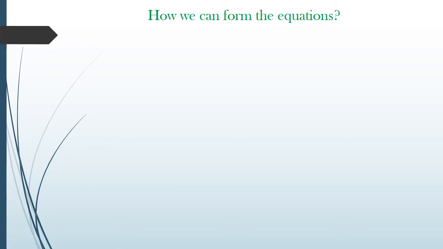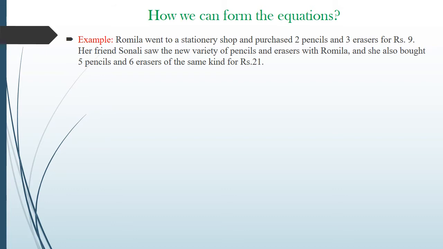For this I am going to consider an example here: Romila went to a stationery shop and purchased 2 pencils and 3 erasers for rupees 9. Her friend Sonali saw the new variety of pencils and erasers with Romila, and she also bought 5 pencils and 6 erasers of the same kind for rupees 21. Now this example should be represented in the form of a pair of linear equations in two variables, and further we are going to solve the same example using a graph, which will cover the geometrical method of solving a pair of linear equations. First let us understand how we can form the equation.